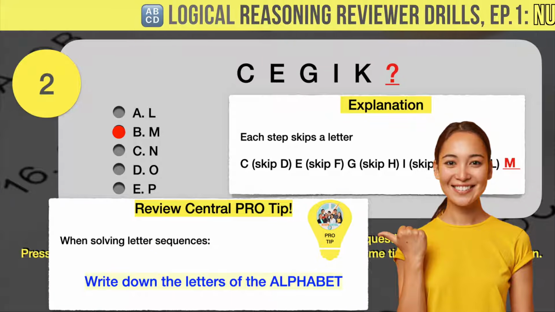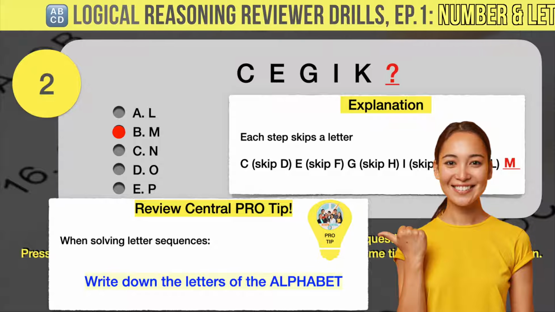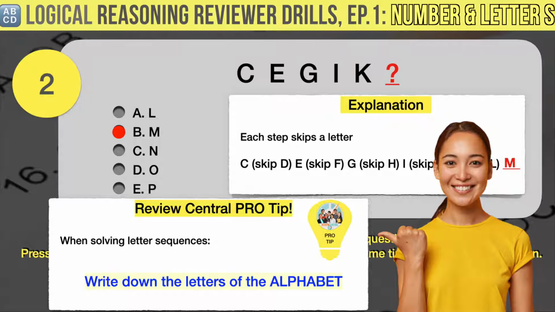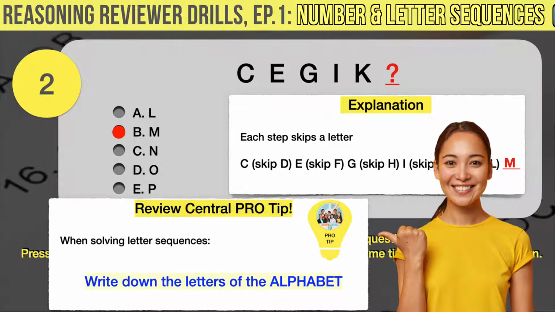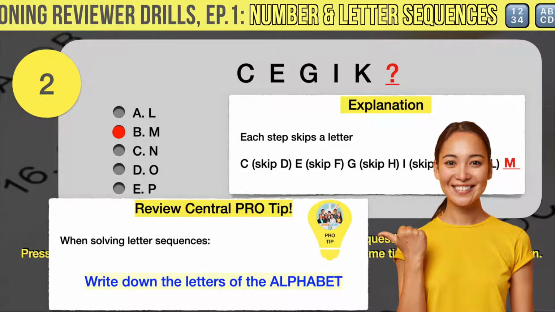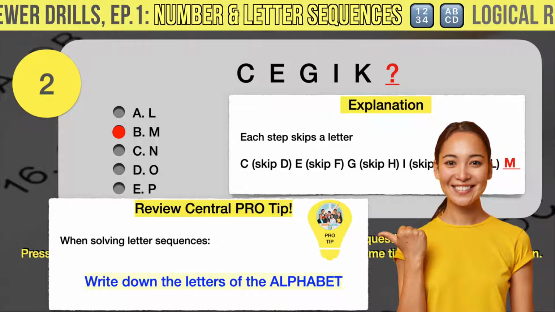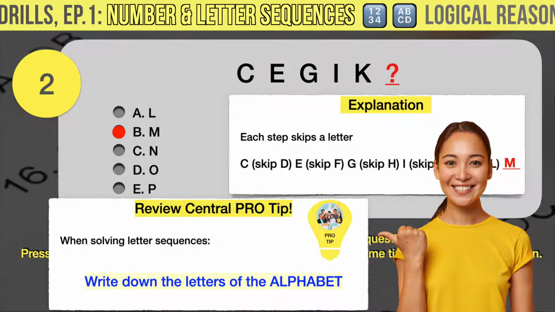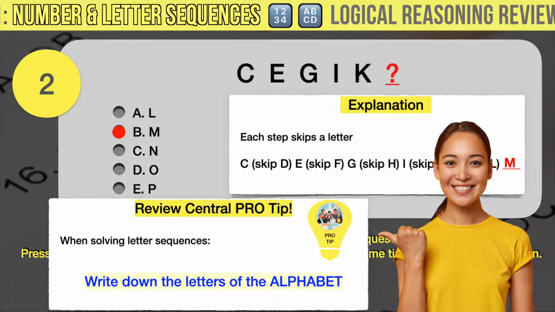Whenever you are solving letter sequences, immediately upon encountering your first letter sequence problem, write down the letters of the alphabet. Write them on the margins of your test paper, or on any piece of paper you are allowed to write on during your exam. It shouldn't take you more than a minute to accomplish this, but the benefits you will derive from doing it will be enormous. It may sound so simple, yet we cannot emphasize enough how important and powerful this is.